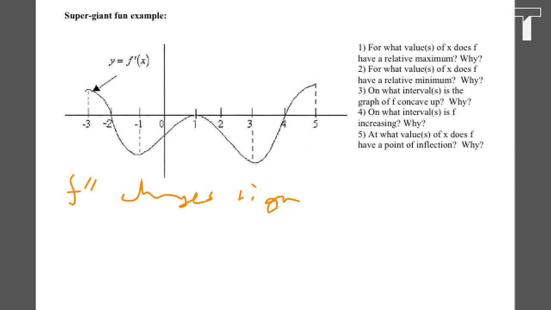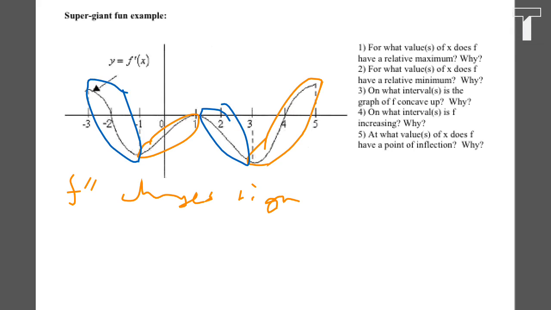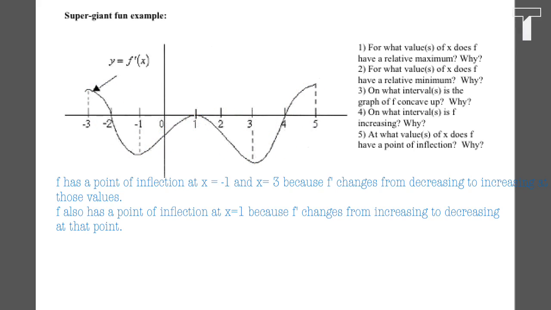So think back to our answer for question number 3. We knew that f double prime was going to be positive anywhere that f prime was increasing. Well, f is going to be concave down anywhere f prime is decreasing. So it's these places where the function f prime changes from decreasing to increasing, or increasing to decreasing, where we're going to have a point of inflection. I'll write it up. So there's your final answer. F has a point of inflection at x equals negative 1 and 3, and also at x equals 1.